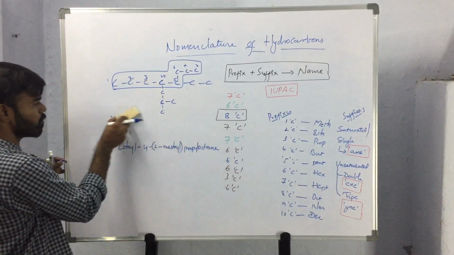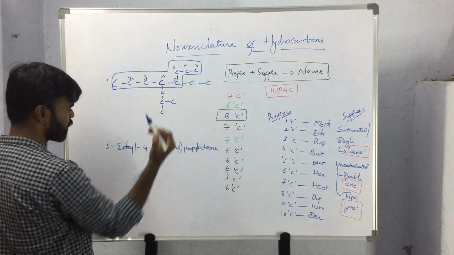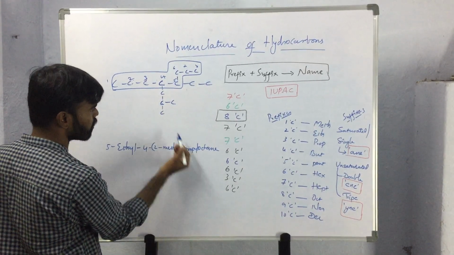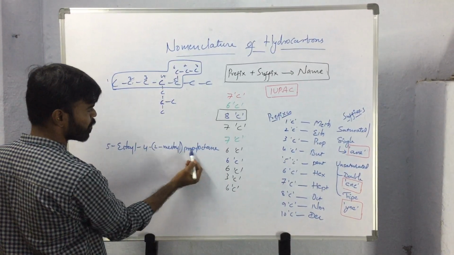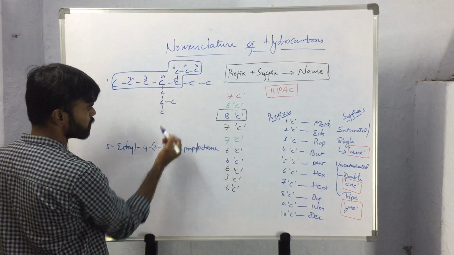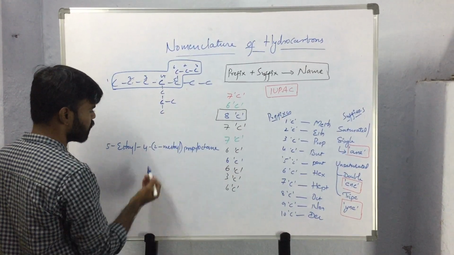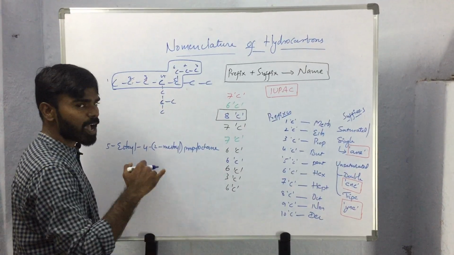So here the name of the compound will be this. On the 5th position we have an ethyl substituent, and on the 4th position we have a 2-methyl propyl substituent. Actually, on the 4th position we have a propyl substituent, and on this propyl substituent the second carbon atom has a methyl substituent. So that's why we kept it in brackets, or we can say parenthesis.